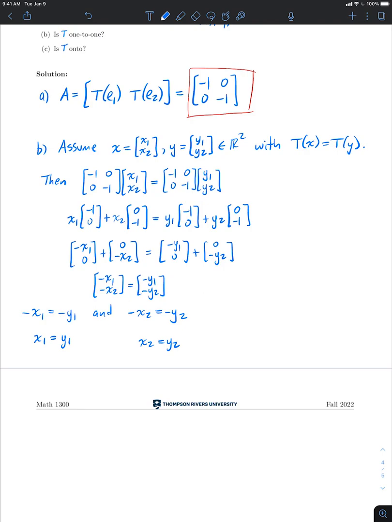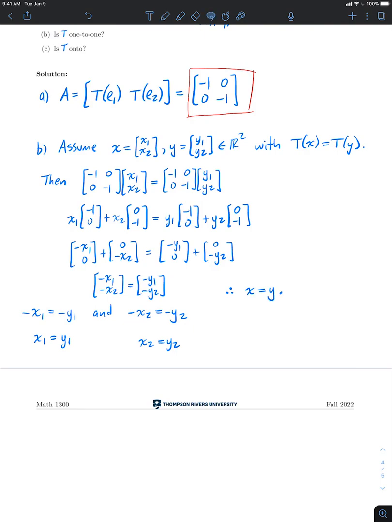So that's enough. Because look at what x1, y1, and x2, y2 were. They were the coordinates of the vectors x and y. So if x1 and y1 are the same, that means the first coordinates of x and y are the same. If x2 is equal to y2, then the second coordinates of x and y are the same. So therefore, the vector x is equal to y.